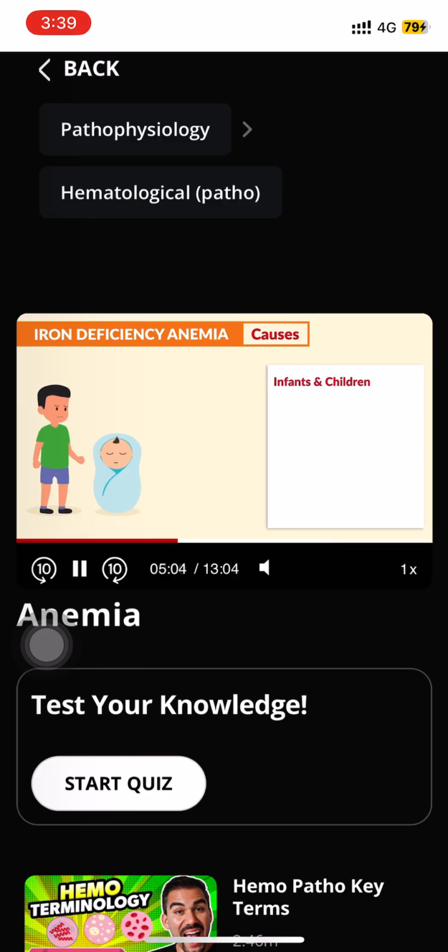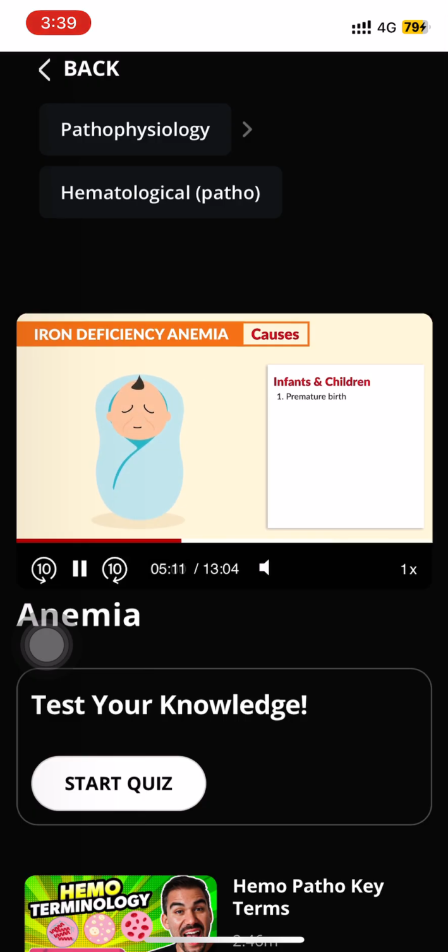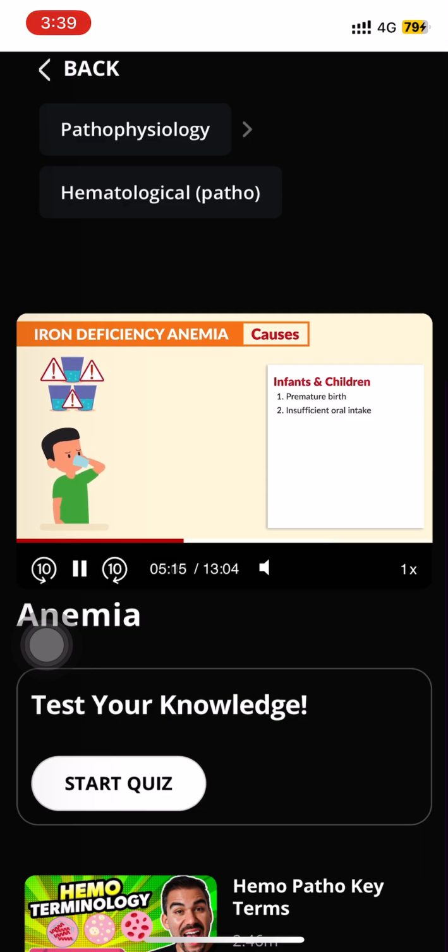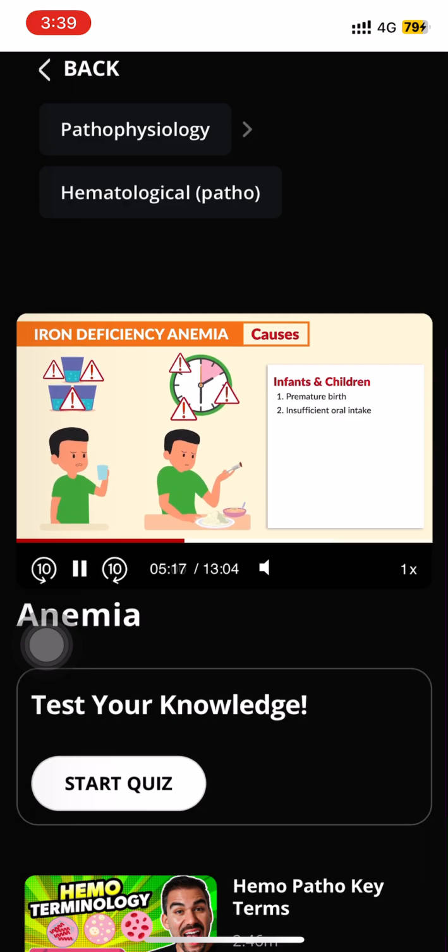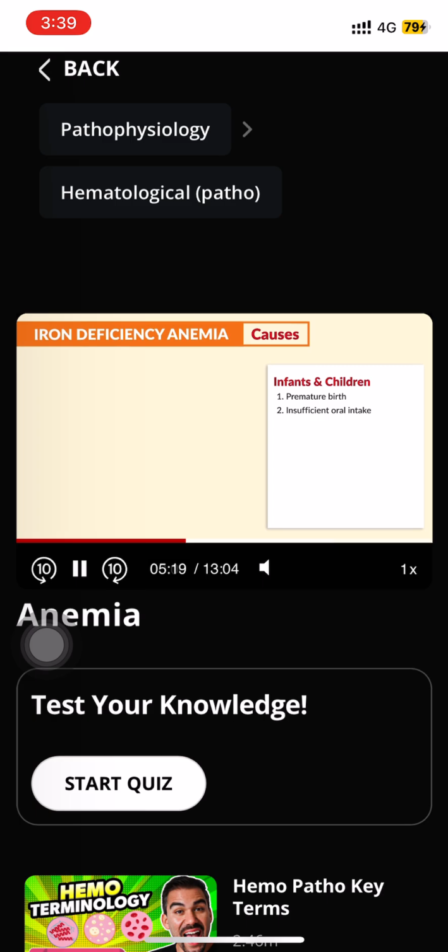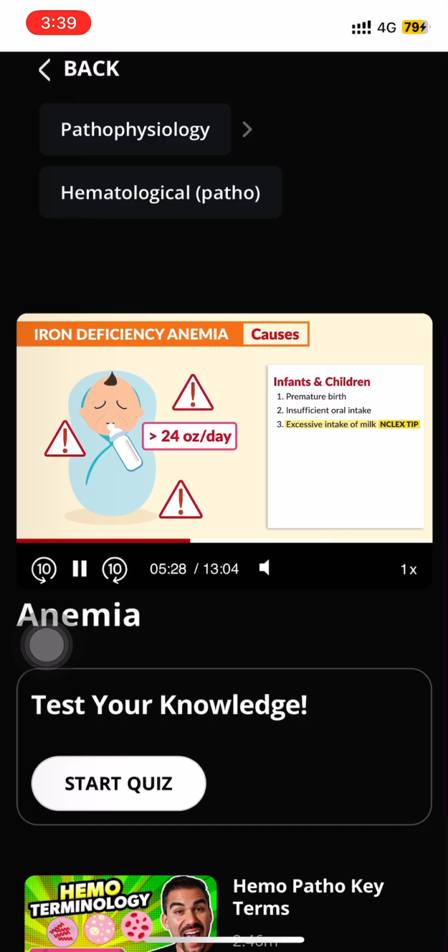Now for infants and children, they often develop iron deficiency anemia from the following risk factors. Number 1 is premature birth. Number 2 is insufficient oral intake or delayed introduction of solid foods. Now a big one and a huge NCLEX tip is number 3, excessive intake of milk. Again, write it down. Over 24 ounces of milk per day.